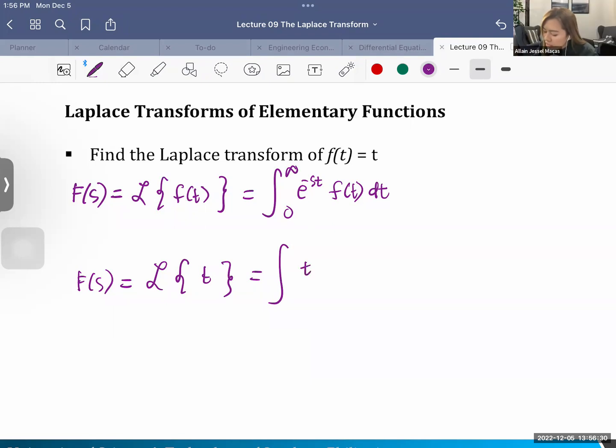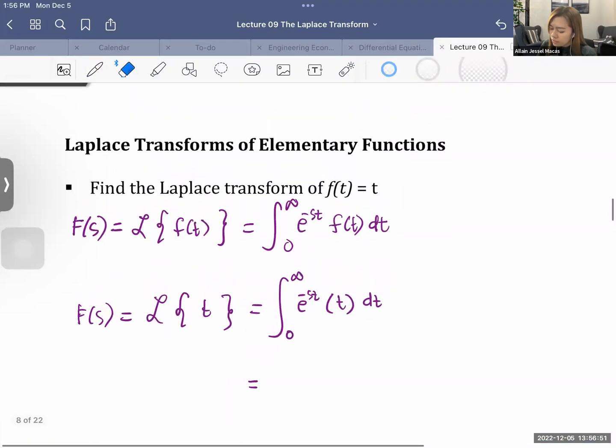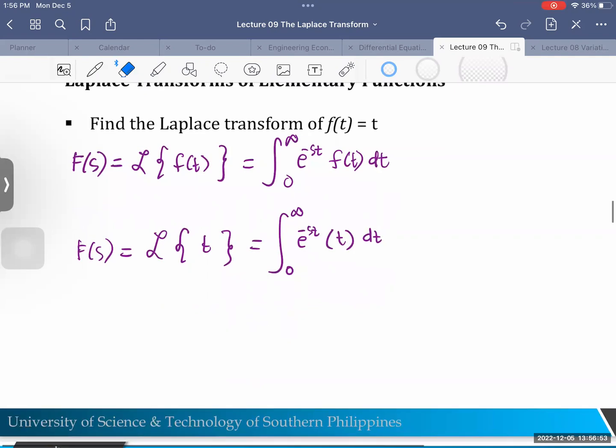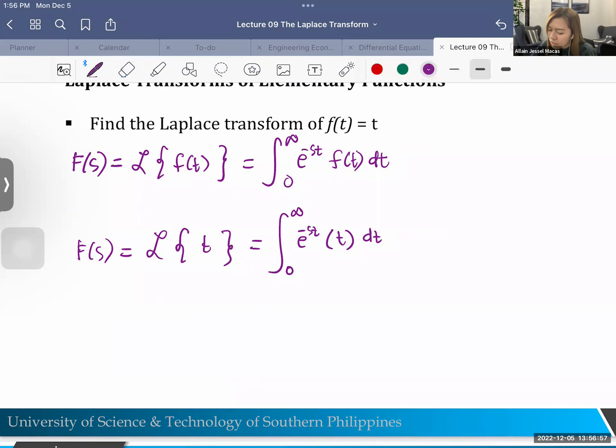So we have t, unahon na dyan e to the negative st. Pero sakto itong ngayon ni Angelson. Multiplied by t because our f of t is equal to t, correct? dt. Okay, from 0 to infinity. Now, dili ta diretso maka-integrate aning class. Ngano gani? By parts pa. Yes, okay, ma'am. Mag-by parts. Sige, para ma-review sa Angelson, og isa pa nang nakalimot sa by parts.